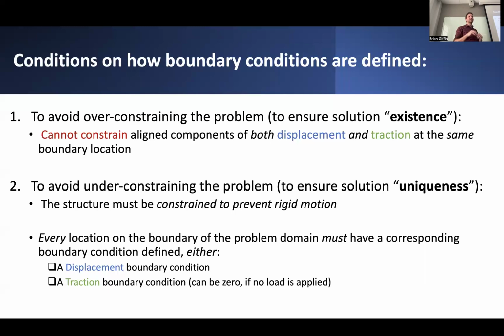If you're not fully describing what's happening on the boundary, then there are many possible solutions which satisfy those boundary conditions, except for maybe some hole, which could contain some important features, like maybe there's a load there, maybe there's no load there. But if you're not being specific about that, then you won't have a unique solution. So you have to define boundary conditions everywhere on the boundary.